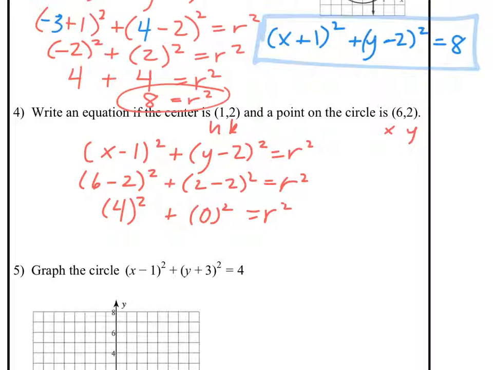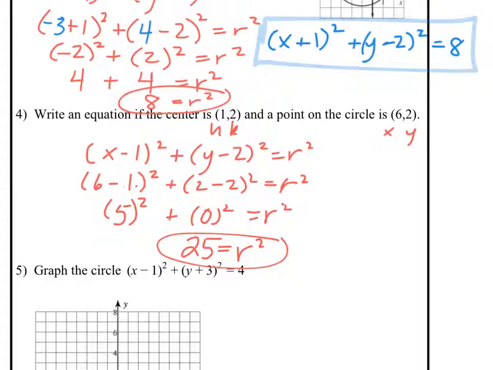Yep, that's wrong. Thank you. This should be 6 minus 1. Psych. So that'd be 5. So it's the same thing we did before. Plug in everything you have. Simplify it. Figure out what r squared is. Once you do, you can write the equation.